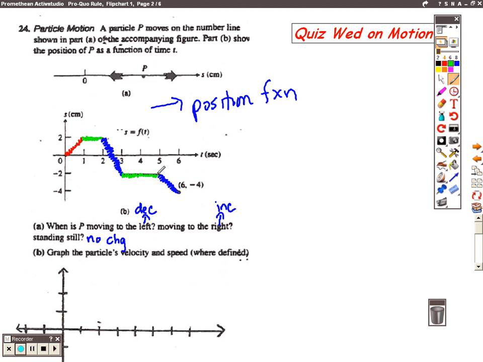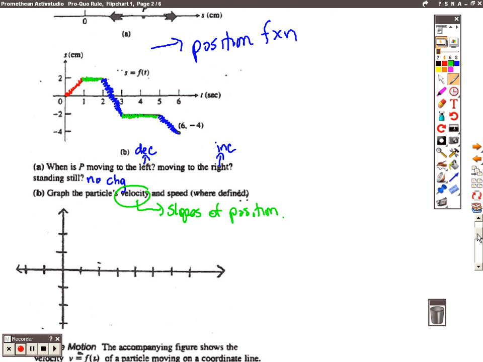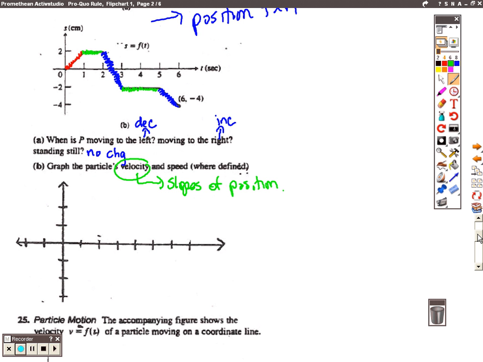So that's pretty easy, keeping in mind that that is a position function. Part B, they're asking me to graph the particle's velocity. So again, we're considering velocity or slopes of position. We did this in a problem in the other video, except we had a velocity graph and we did acceleration. We're just basically going to find the slope of each segment. For the first segment, highlighted in red, we rise 2 and run to the right 1, so the slope is 2, so the velocity is 2.